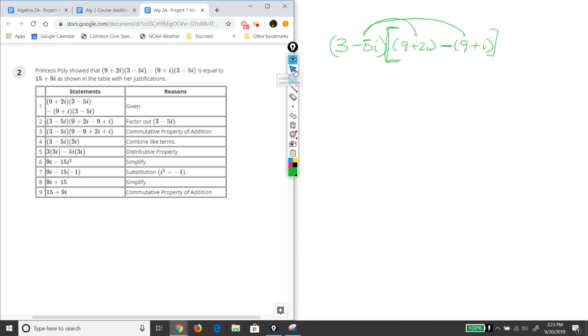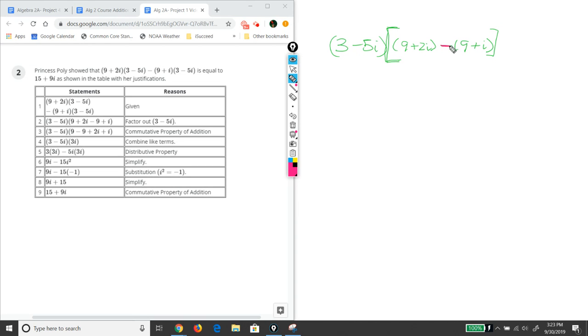Now, she didn't use those brackets. Not necessary to use them, but again, I like to see that. So I think that I'm seeing that she simplified this just a little bit. So let's see if I simplify mine and I get the same thing.